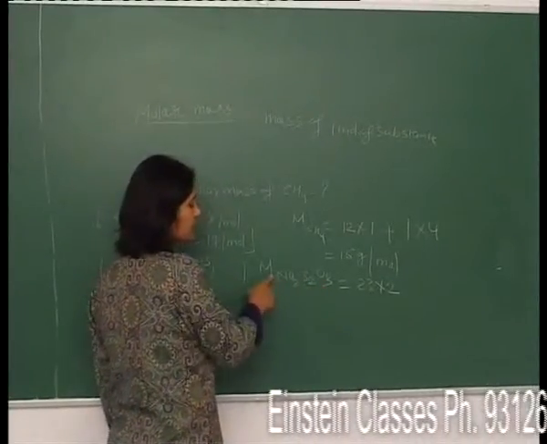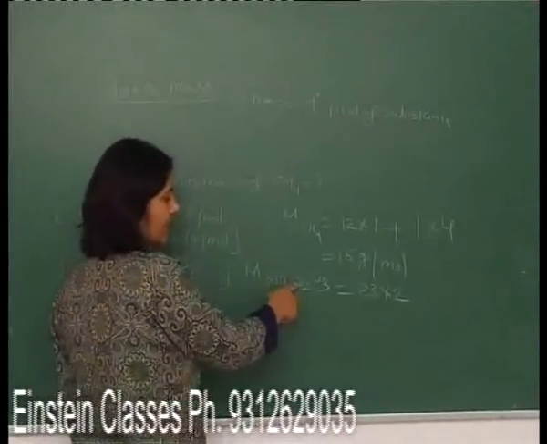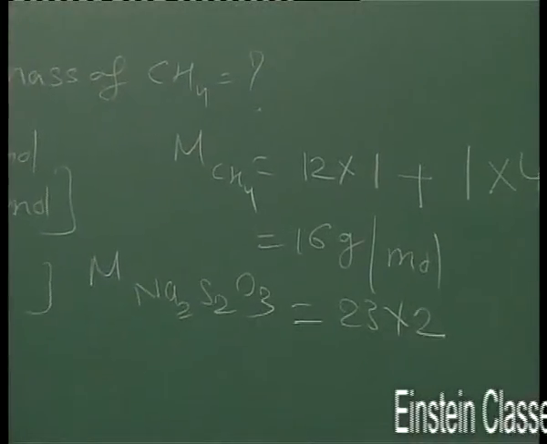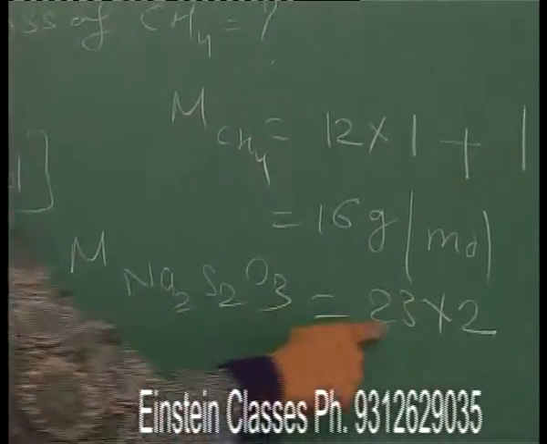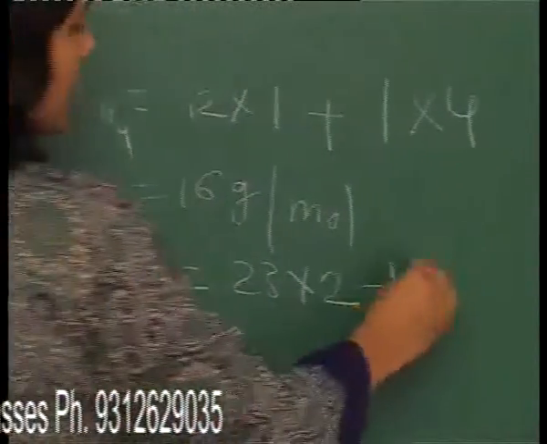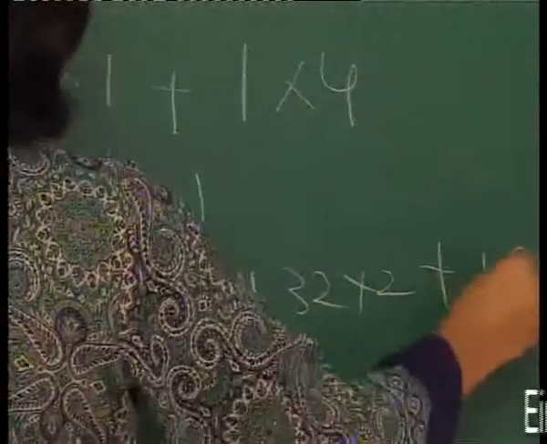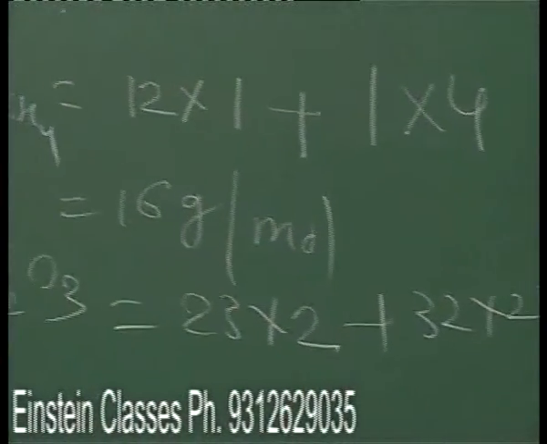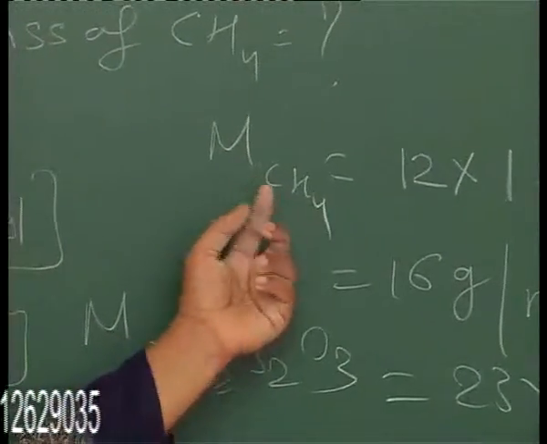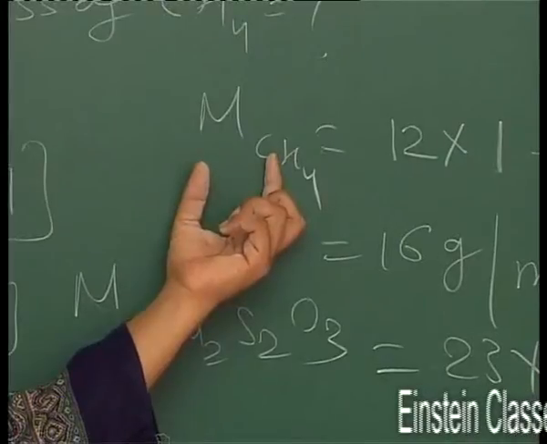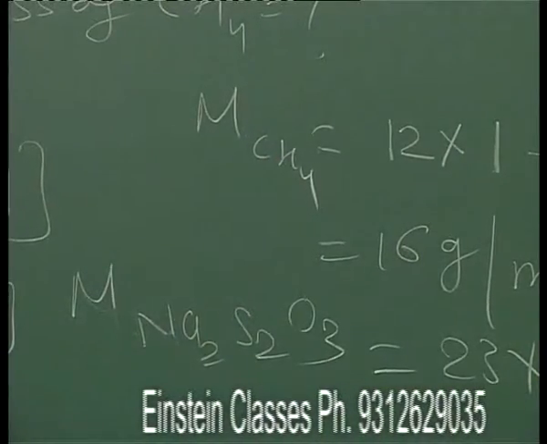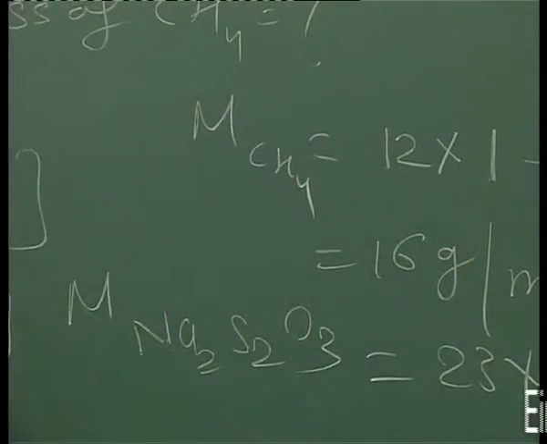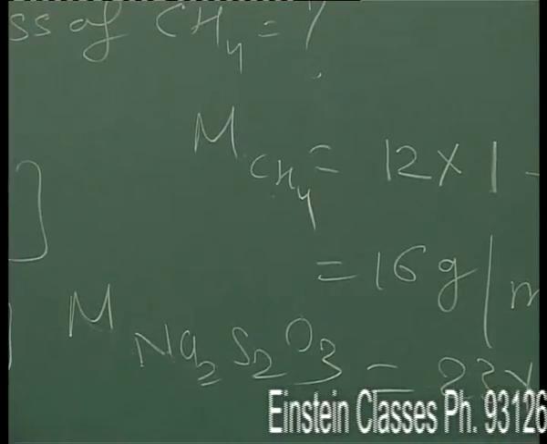These balance coefficients are the molar ratios between Na, sulfur and O. In 1 mole there are 2 moles of Na and the mass of 1 mole of Na is 23. Then the mass of 2 moles of Na is 23 into 2, plus 2 moles of S, 32 into 2, plus 16 into 3. So that's how we can calculate the molar mass of a substance. If in 1 mole there is 1 mole of atom, then we take the atomic weight into the molar ratio of 1. If there are 4 moles of atom, whatever the molar ratio, multiply the atomic weight with that molar ratio.